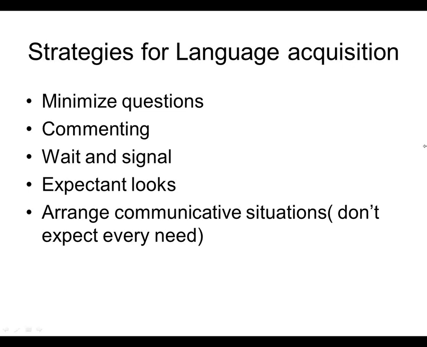A strategy that we'll get into a little bit is waiting and signaling. So you're basically going to learn to signal your child to communicate by waiting them out and not always making it happen and prompting them. We give what we call expectant looks. So the student has said something in the past, and instead of saying, remember, Johnny, you need to say hi, at that point we can give this look, with your eyebrows raised and your eyes wide open, and it tells them, oh yeah, I remember now, I'm supposed to say hi.